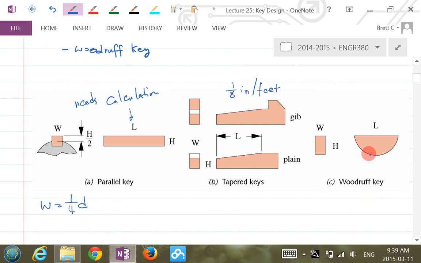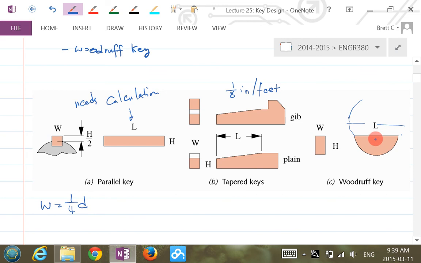And this is called the Woodruff key. A Woodruff key is like a portion of a circular disk. Not necessarily half a circular disk. It's probably just a very small portion. Maybe the circle goes like this, so it's just a portion of this. The difference is that the Woodruff key generally will cut deeper into the shaft, right? It also has a W and an H, width and height.